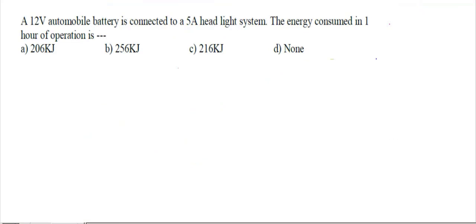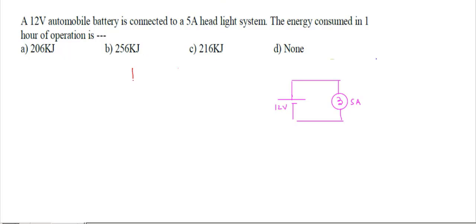Here a 12 volt automobile battery is connected to a 5 ampere headlight. Find the energy consumed in 1 hour of operation.